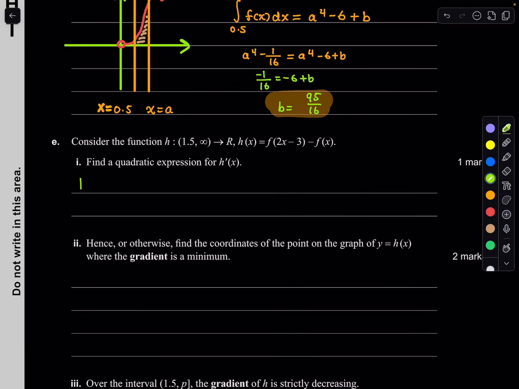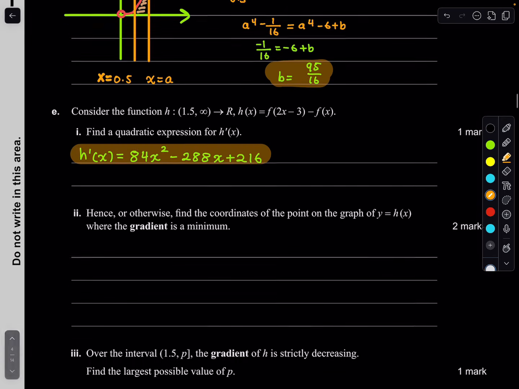So we can write this right there. Okay, so it'll be h dash of x, 84x squared minus 288x plus 216. Okay, that looks the same as what we have on the calculator. Perfect. Perfect, that's it. Nice.